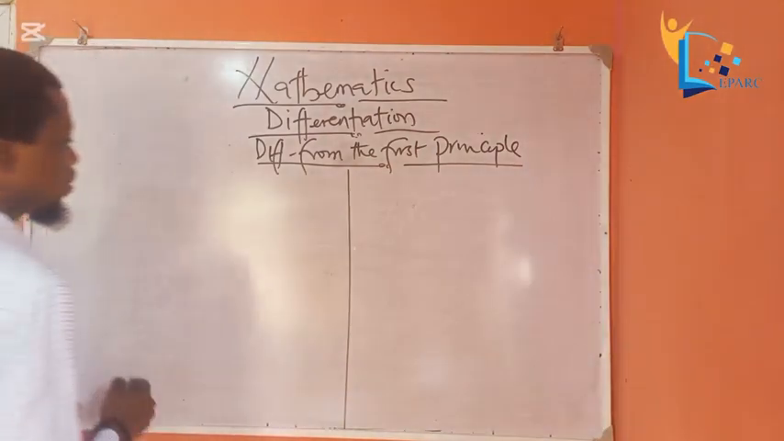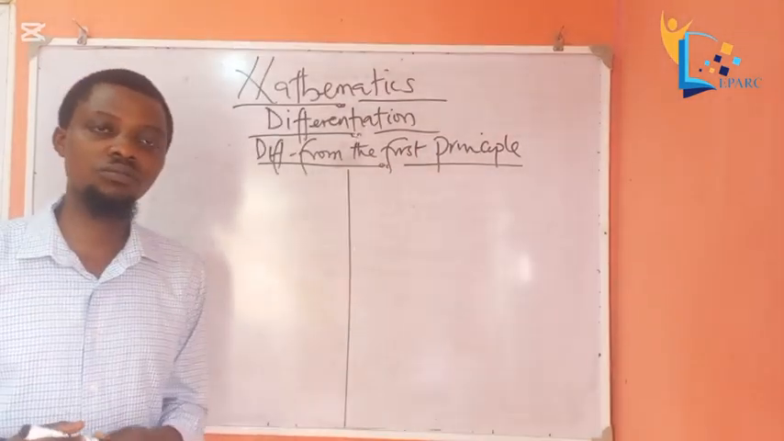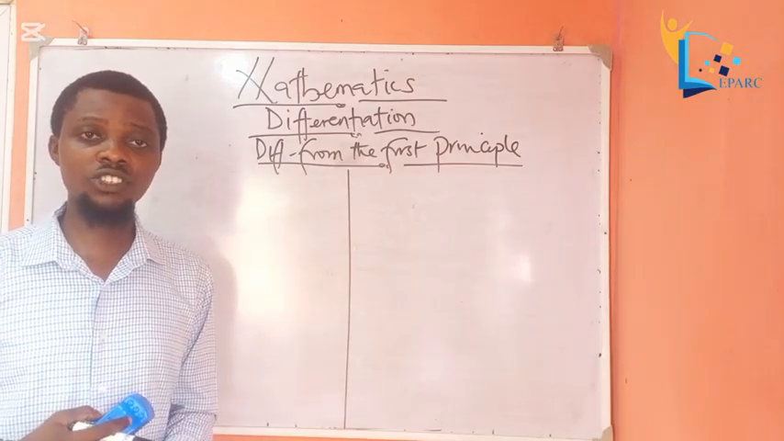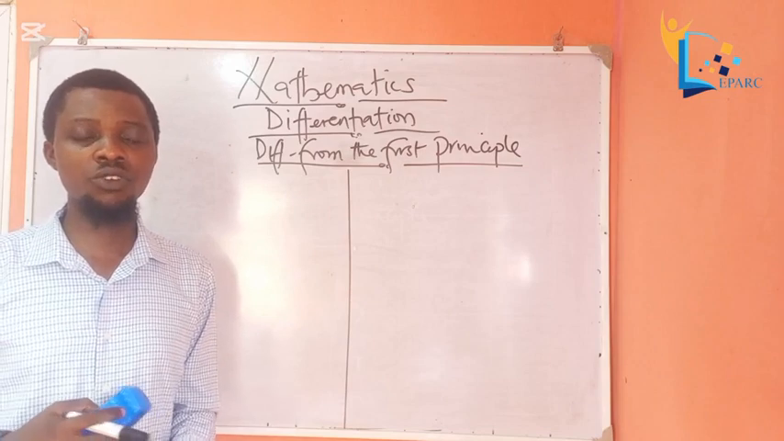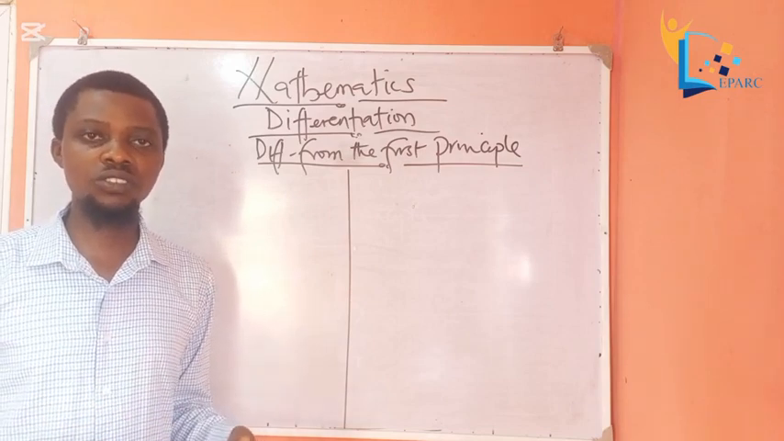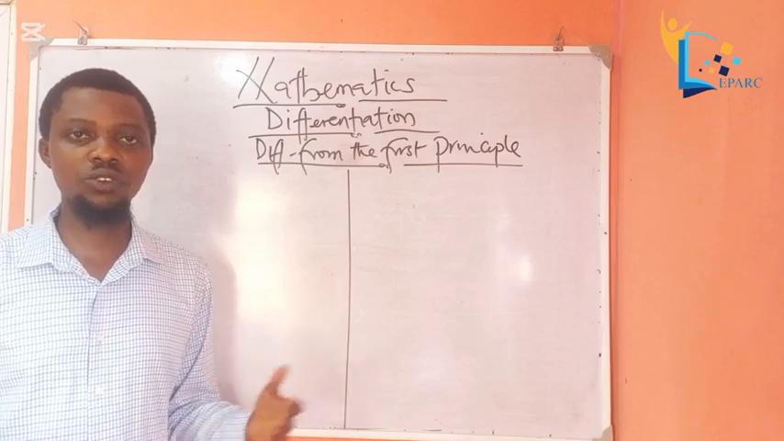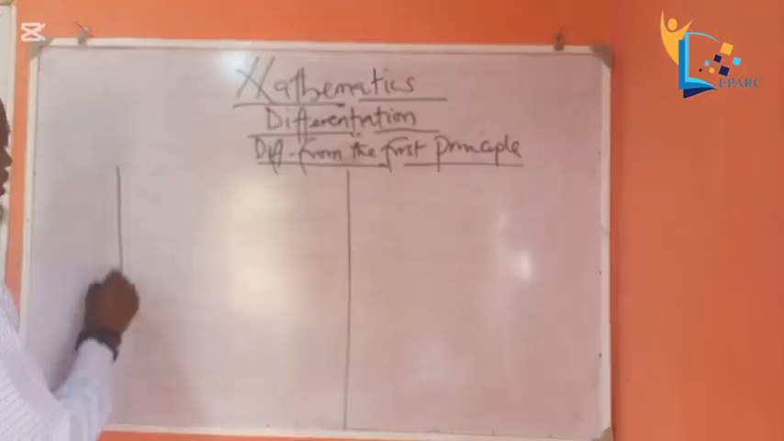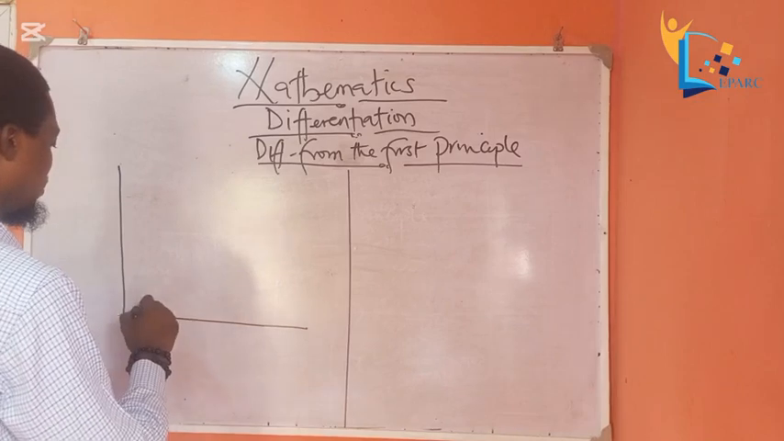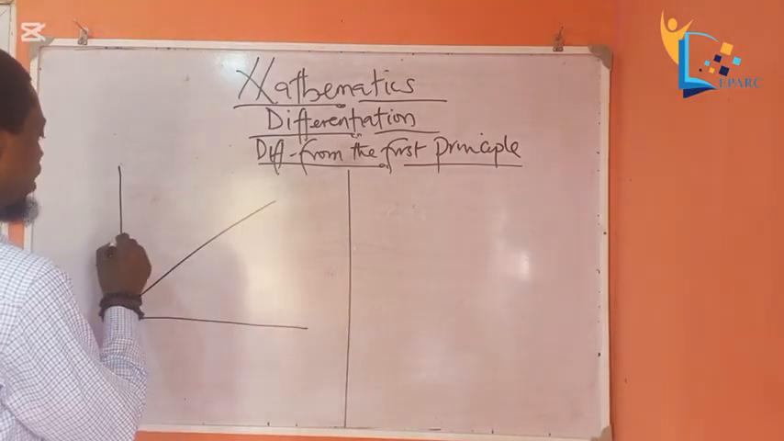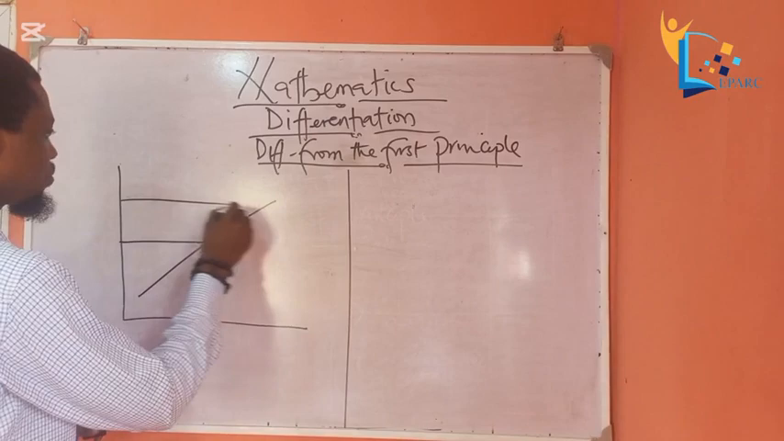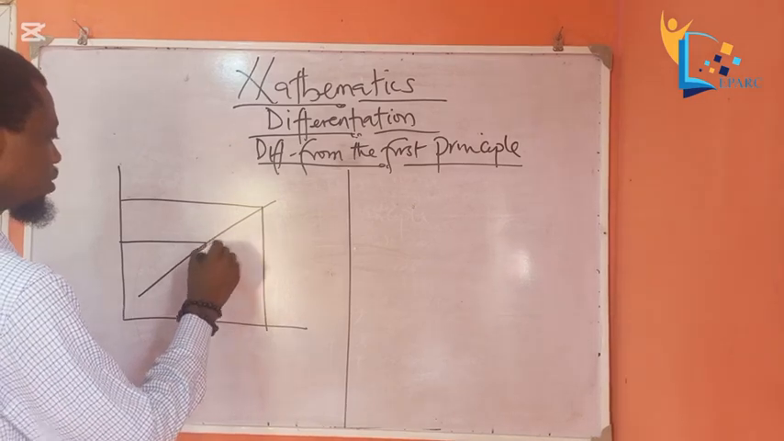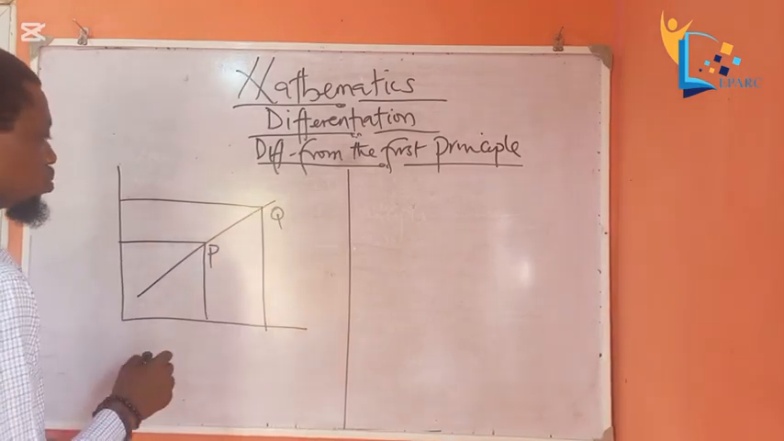Now, when we say differentiation, what is differentiation? Differentiation is simply the rate of change of one quantity over another. So let's say we have a graph like this. We have 2 points on the graph. Let's call these points P and Q.